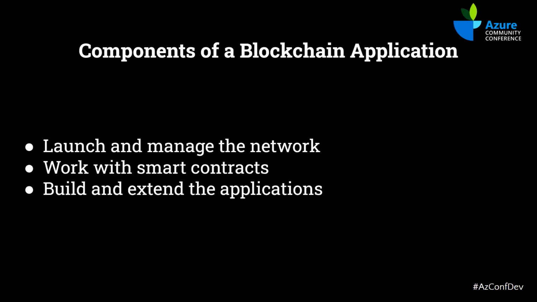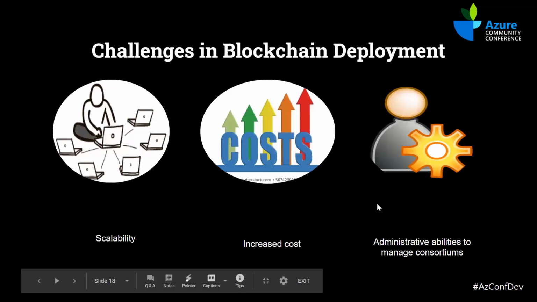So smart contracts are similar to your programs which contain your business logic. Of course, first you need to launch the network, then you need to write the logic for your business, for your use case. And then you need to build the application and be able to extend it to add the different use cases and corner cases that come up in your blockchain application. These are some of the important components of your blockchain application. And this is where cloud actually comes into the picture.